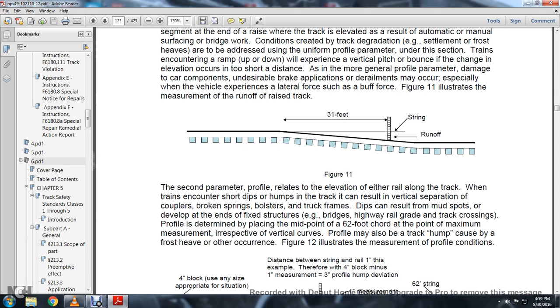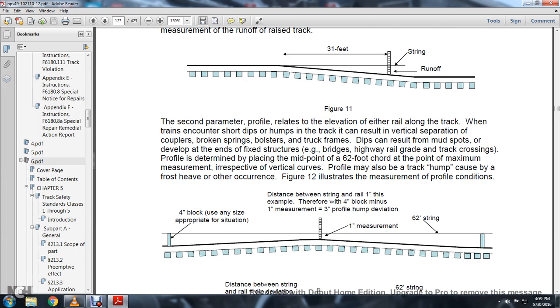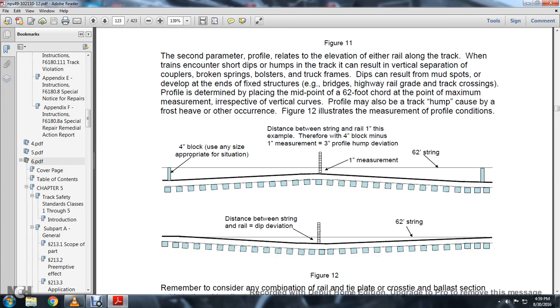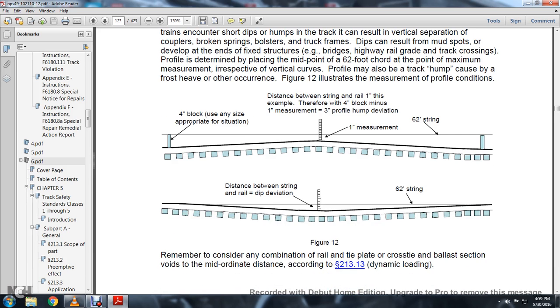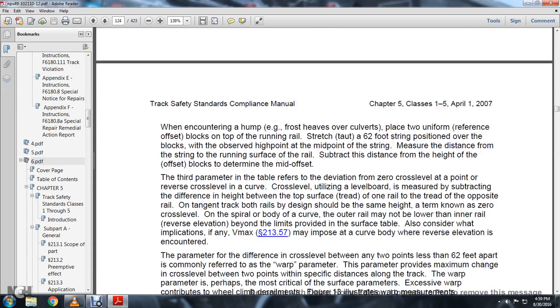Profiles may also be a track hump causing a frost heave or other occurrence. Figure 11 illustrates measurement of profile and conditions. A 4-inch block, or any size appropriate to the situation, a 1-inch measurement, a 62-inch string. Dip elevation 62 inches. Remember to consider the combination of rail and tie plate, cross tie, and base section, in accordance with the 213.3 dynamic loading.